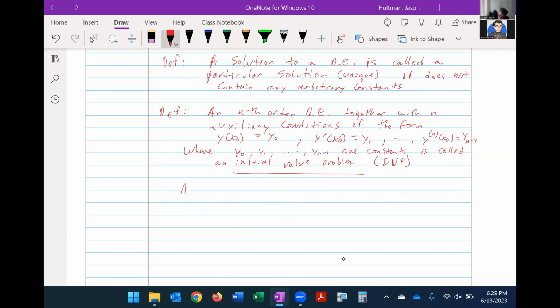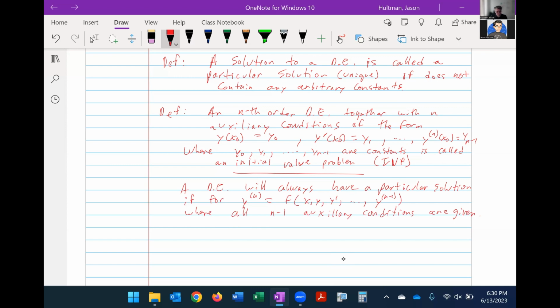Okay, a DE will always have a particular solution if the nth derivative of y is equal to f of x, y, y prime, dot dot dot, the (n minus 1)th derivative of y, where all n minus 1 auxiliary conditions are given.